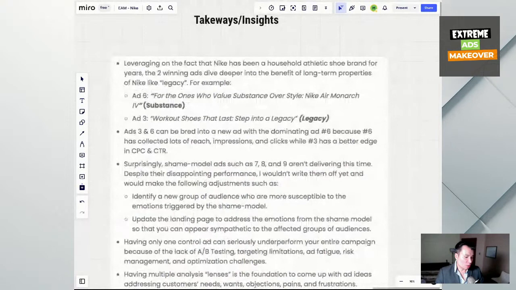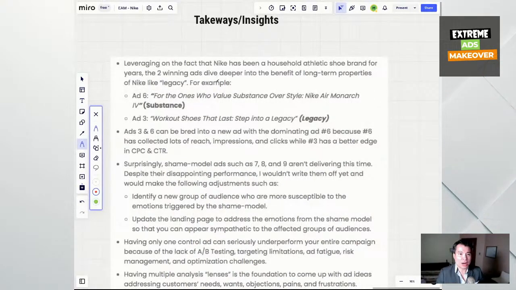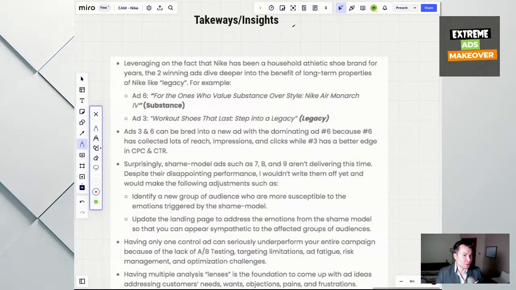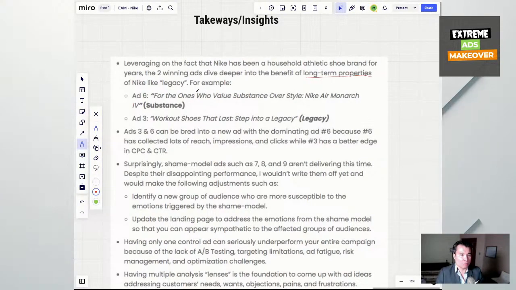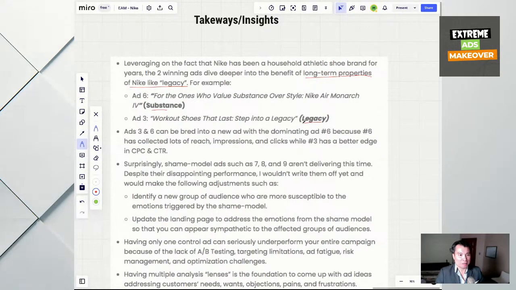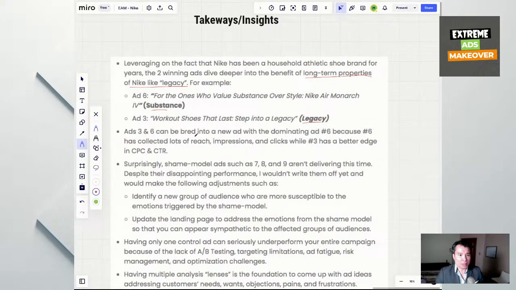So the first insight that I take away is leveraging the fact that Nike has been a household athletic shoe brand for years. The two winning ads dive deeper into the benefits of the long-term properties of the Nike legacy, of the Nike brand. Number 6, we talk about those who value substance, and number 3, we talk about the legacy. And ads 3 and 6 can be bred into a new ad with the dominating ad 6, because 6 has collected a lot of reach, impressions, and clicks, while 3 has a better edge in the cost per click and the click-through rate.